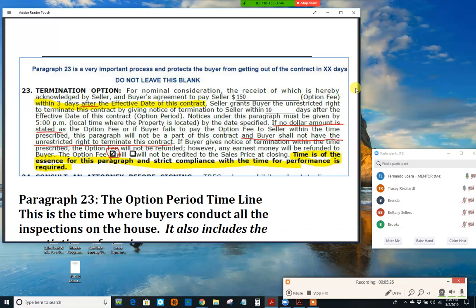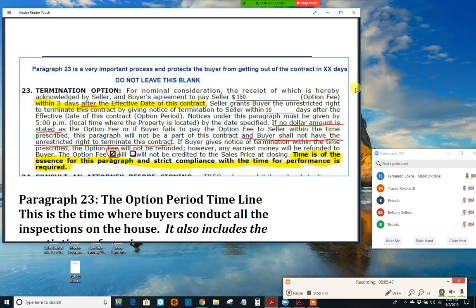It states here that the buyer will deliver to the seller, for example, $150 within 3 days after the effective date of this contract. Again, it's similar. You don't count the contract executed date as day 1. You count it as day 0.